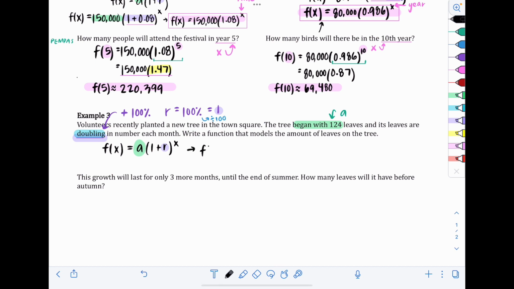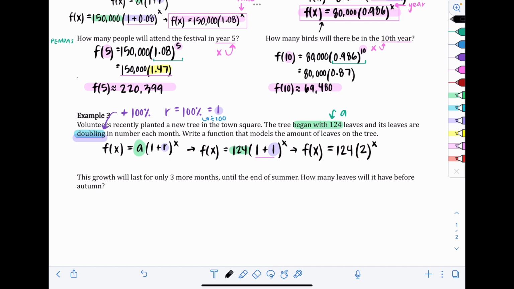So it'd be f of x equals, A would go right here. It starts with 124 leaves. And then times 1 plus r would go right here, which r was 1, and then to the x power. And then if we can simplify it, we should. So we can simplify by adding the numbers inside the parentheses. So it'd be f of x equals 124, and then 1 plus 1 is 2, to the x. So f of x equals 124 times 2 to the x.